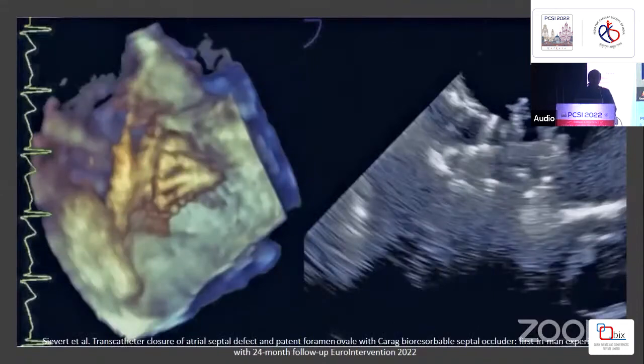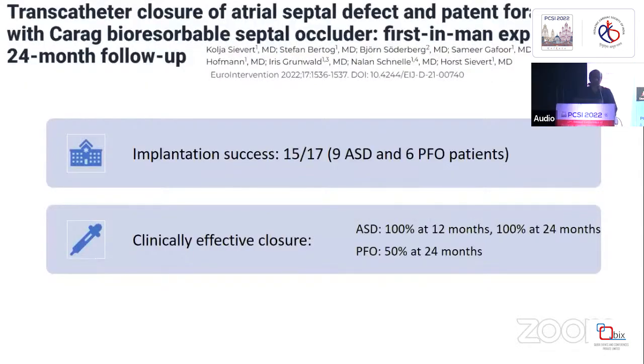This is from Hossever's paper, which was published earlier this year. In their paper, they evaluated 17 patients with this Carag device, and the ASD closure success was documented to be 100% on follow-up at 24 months, while PFO had residual flow in 50% at 24 months. So Carag is one of the bioresorbable ones which has made headway so far. So thank you.